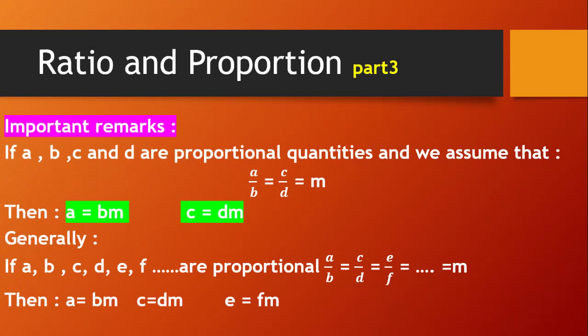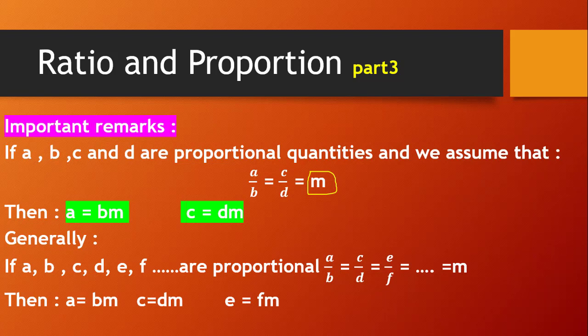If we have four proportional quantities, A, B, C, and D, and we said before A over B equals C over D, I'll assume A over B equals C over D equals any constant, for example, M. In this case, I'll use the expression A equals BM and C equals DM for proving some of the given proofs. So A equals BM and C equals DM.